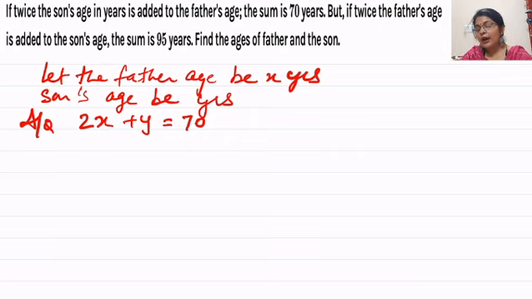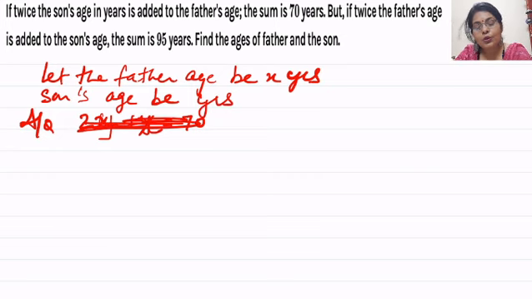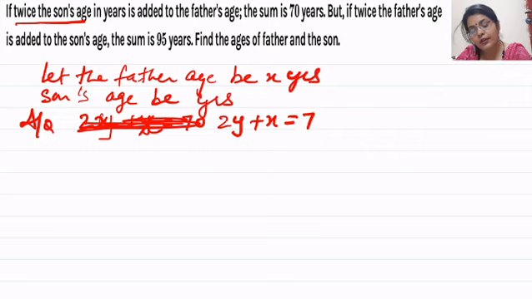And now again it is telling, but if twice the father's age is added to the son's age. Now it becomes 2y plus x. I'm again writing to you. Twice the son's age is 2y. So what it becomes? 2y plus x is equal to 70, because son's age is y.